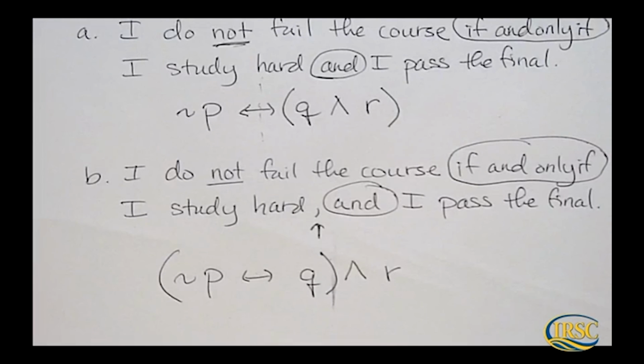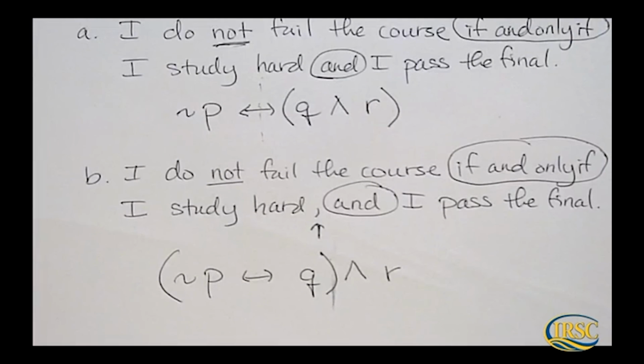slightly different meaning. I do not fail the course if and only if I study hard and I pass the final. So the first way, without the comma, I do not fail the course if and only if I study hard and I pass the final. So I have to study hard and pass the final for me to not fail the course, and vice versa. Okay, so if I haven't failed the course, that means I did both study hard and pass the final. If I did both study hard and pass the final, then I did not fail the course.